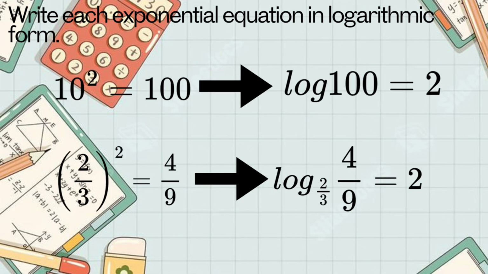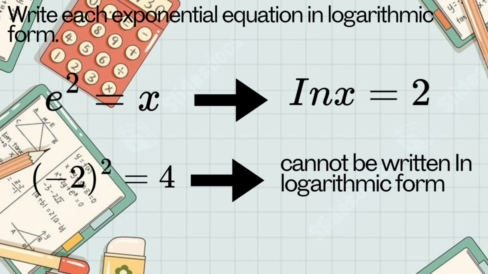Another example is 10 raised to 2 is equal to 100, and the logarithmic form is log 100 is equal to 2. Another one, 2 over 3 squared is equal to 4 over 9, and the logarithmic form is log 4 over 9 to the base 2/3 is equal to 2. Reminder: it's okay if your base is a fraction, as long as it is positive.